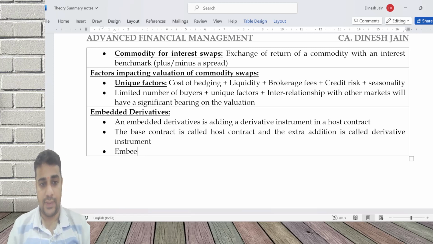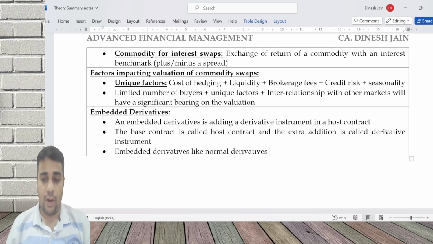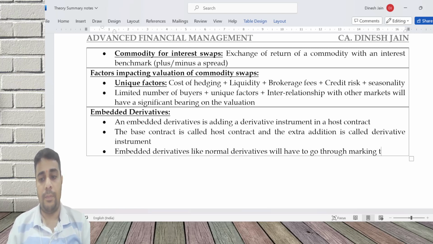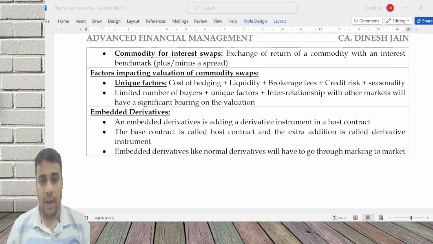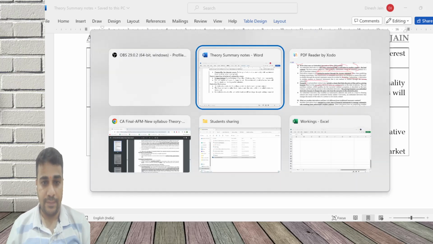Embedded derivatives, like normal derivatives, will have to go through marking to market. The MTM part needs to be done. Embedded derivatives also will have to do MTM.